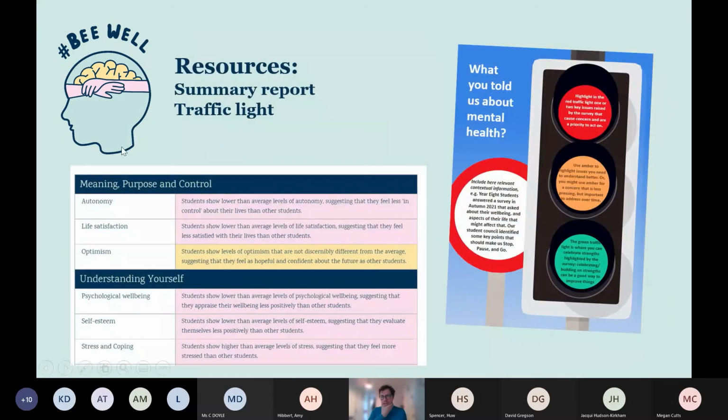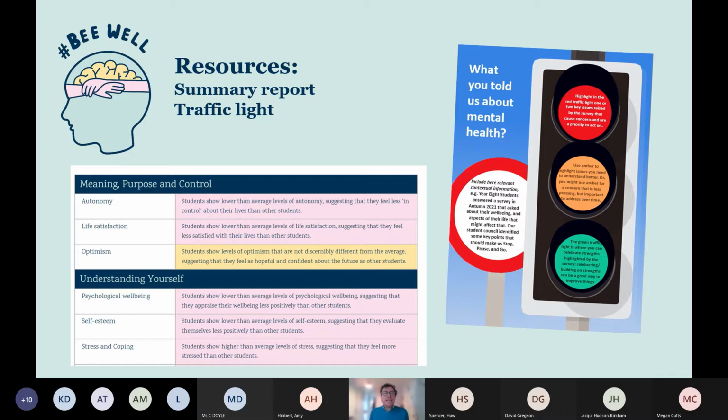So a couple of resources here that might be helpful. Again, these are on the website. So on the left, you can just see a screen grab from the summary report. In this one, there's lots of reds and some ambers, so probably the ambers are the things that are going better for this particular group.